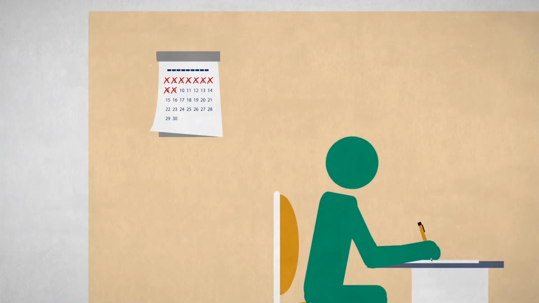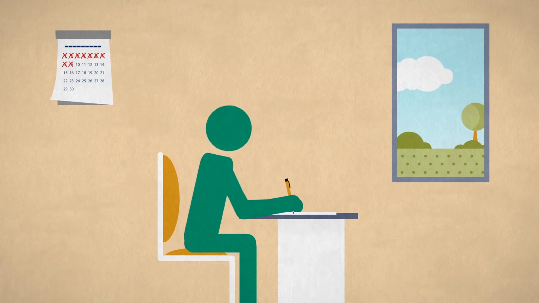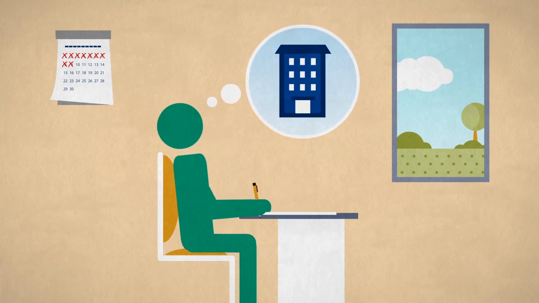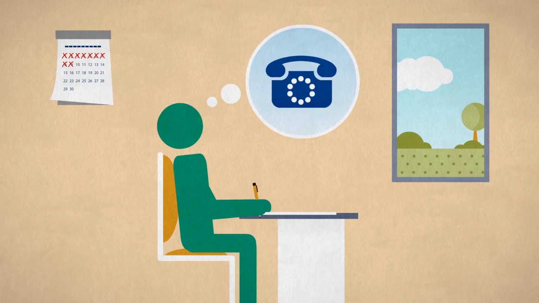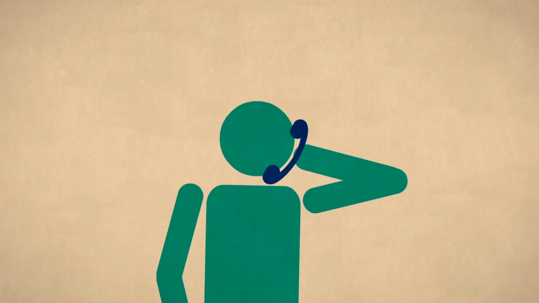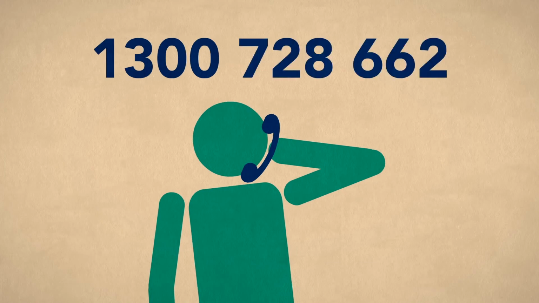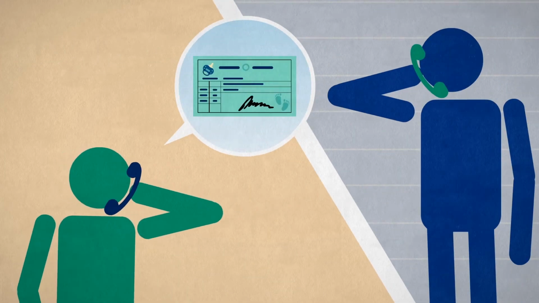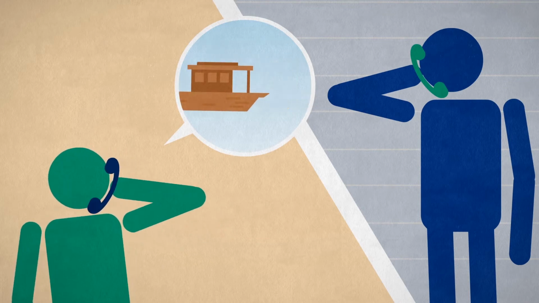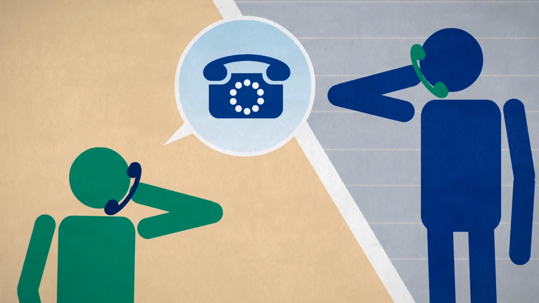While you wait for your invitation, there are some things you can do to prepare. Make sure the Immigration Department has your current address and other contact details. To update your contact details, call 1300 728 662, with your name, date of birth, boat identification number, home address, and contact phone number.